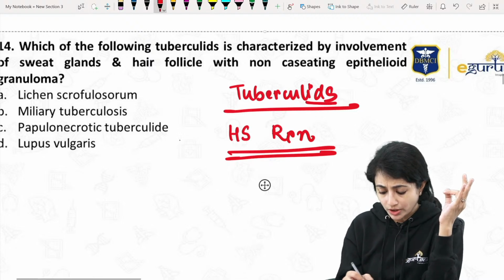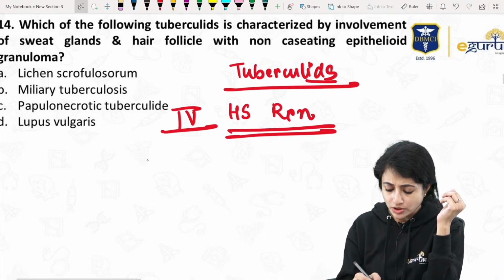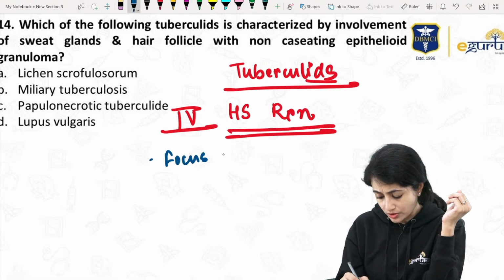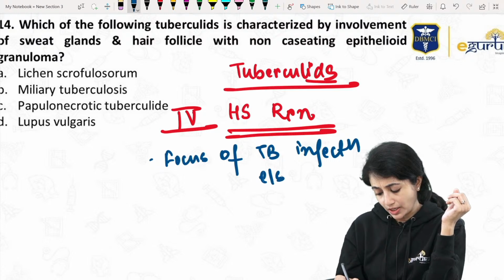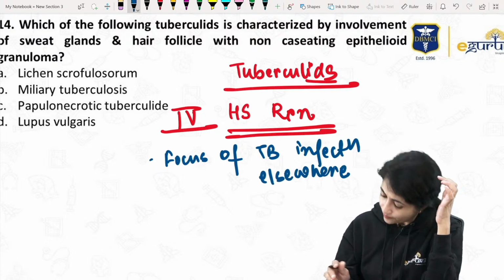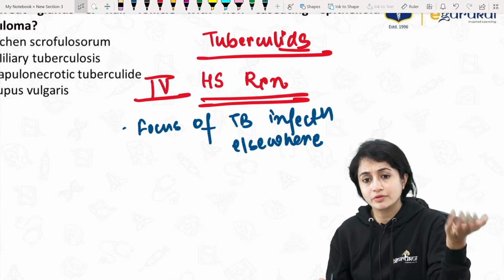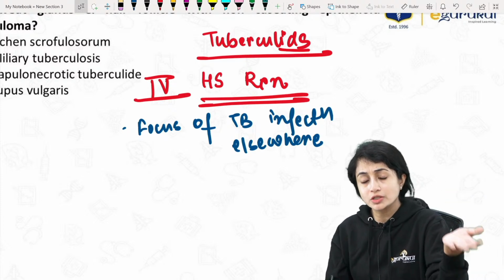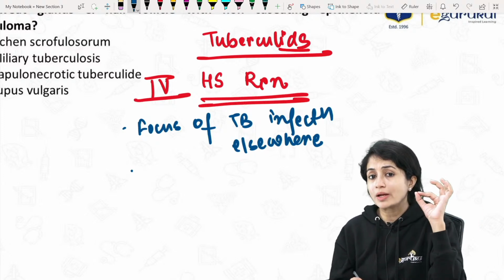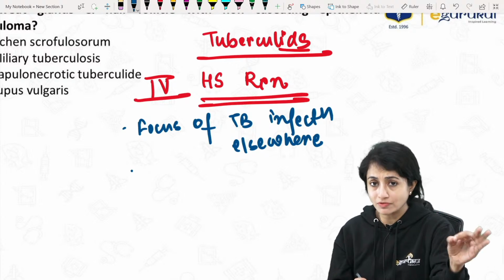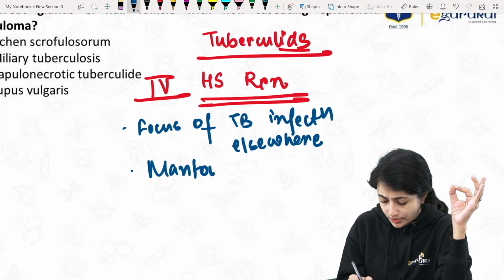So what did I tell you? It's basically a hypersensitivity reaction. So what are the features of tuberculids? There will be a focus of TB infection elsewhere. From there, there is a release of these bacteria or toxins or cell components into the circulation, to which my body is mounting a hypersensitivity reaction. So my body has good immunity. That is why it can mount a hypersensitivity reaction. So if I do a Mantoux, it will be positive.